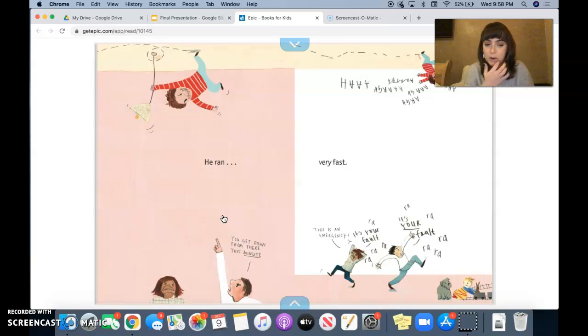And then on this page, I want students to take a look at the parents on the bottom. So first I ask, which characters do you see down here? They'll tell me that they see the parents. And we say, well, let's look. This is an emergency. It's your fault. No, it's your fault. So there's fighting.